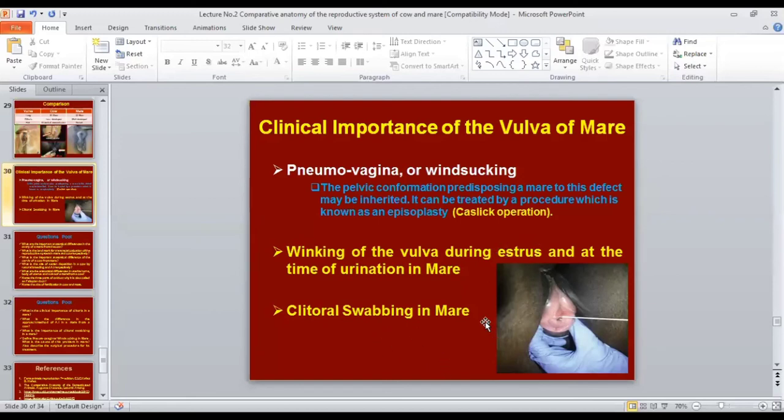Then I have already discussed the importance of the clitoral swabbing in mare. Here in this picture, you can see how clinician is collecting the sample through a swab from the clitoris.